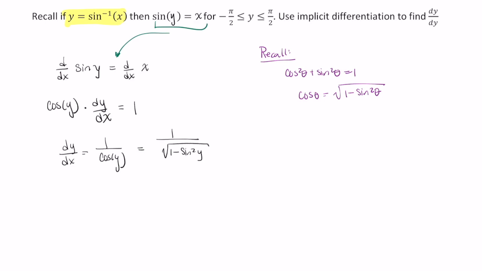Well, what is sine y? We know from the problem statement here that sine y is equal to x. So this tells me that sine squared y is equal to x squared. So the derivative of the inverse function here of sine inverse of x is equal to 1 over the square root of 1 minus x squared.